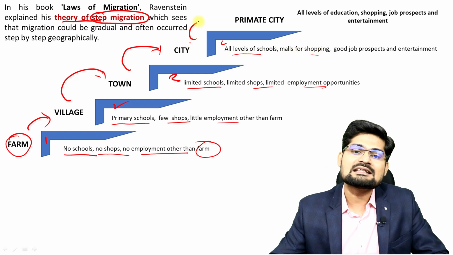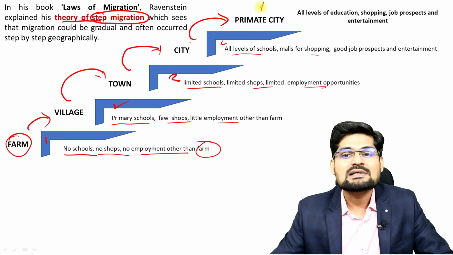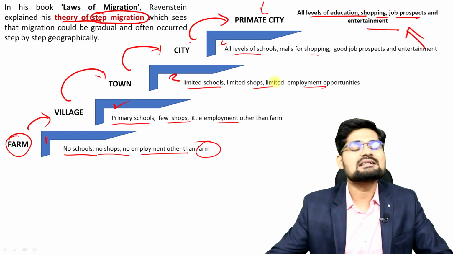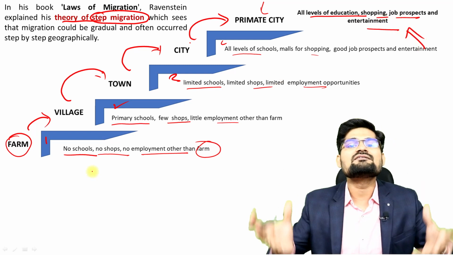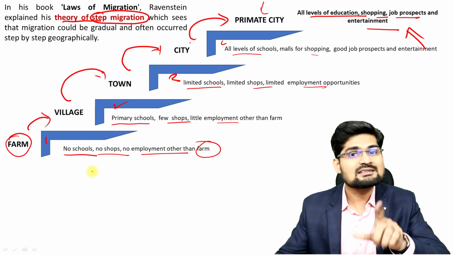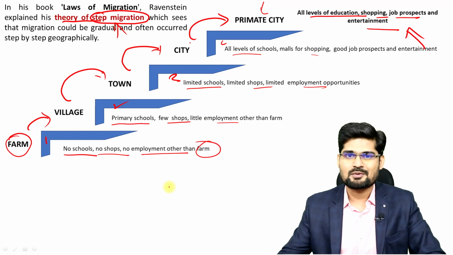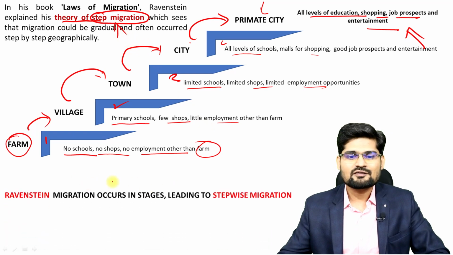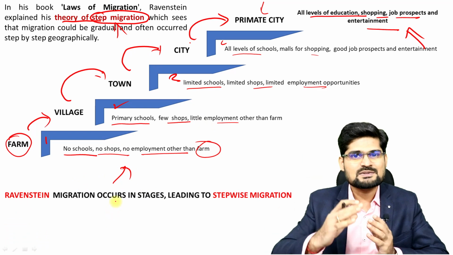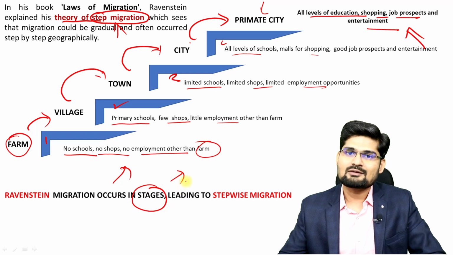And from this city they move to the biggest city in the region, that is also called primate city, where all levels of education, shopping, job, entertainment, everything is available. It means diversified economy is there. So this is coming from Ravenstein law of migration and the theory of step migration. That's important to learn. Further, if you observe, these are basically the stages which we are talking about here, steps and stages. So it was basically a stage-wise migration rather than only step-wise.